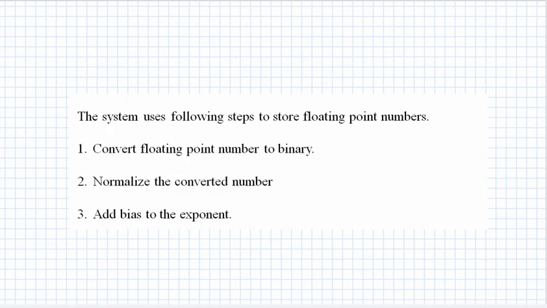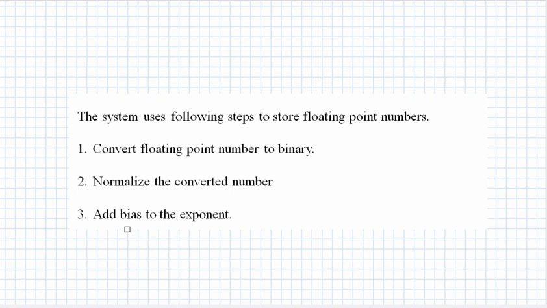Next, we'll understand how floating point values are stored in memory. Basically, 3 steps are performed by our system whenever we ask it to store a floating point value. First, it converts the floating point number to binary. Second, it normalizes the converted number. We'll shortly understand what we mean by normalization. Then a bias is added to the actual exponent, and then it is stored into memory.